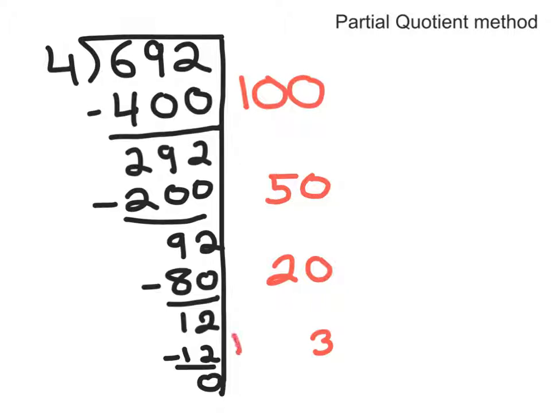Now the last part I have to do is add up all these parts of my quotient, or my final answer. 100 plus 50 is 150, plus 20 is 170, and 170 plus 3 is 173. So each of the 4 people would get $173.